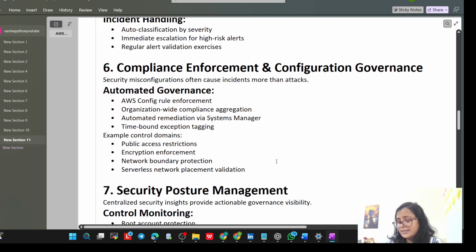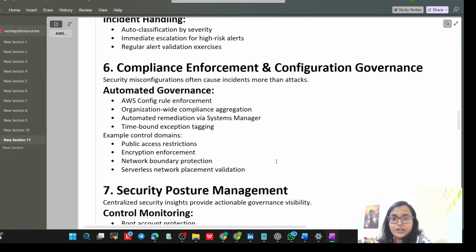6. Compliance enforcement and configuration governance. So security misconfiguration often causes incidents more than attacks. So automated governance means AWS Config rule enforcement, organization-wide compliance aggregation, automated remediation via Systems Manager, time-bound exception tagging. You can take the example of public access restriction, encryption enforcement, network boundary protection, and serverless network placement validation.